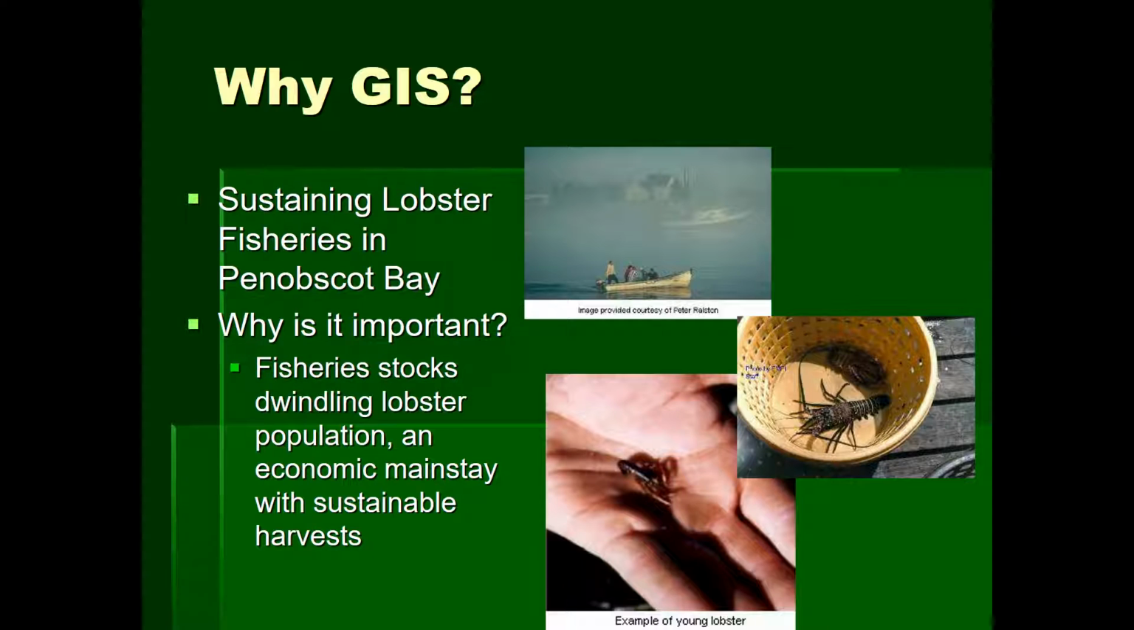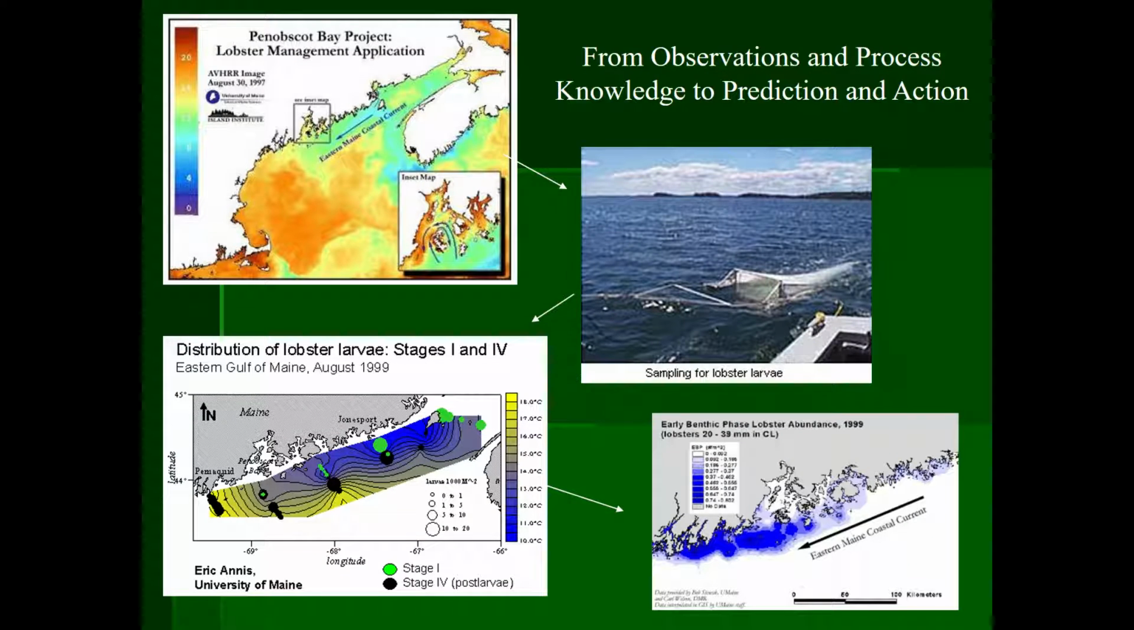Looking at lobster. Here's some more maps. Maps are always better. This shows where the lobster has been found, where the larvae have been found, moving around.